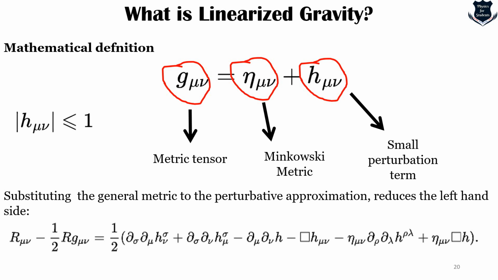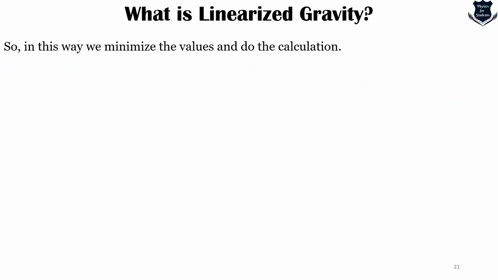Although it doesn't sound simplified, compared to the original field equations of the metric tensor, this comes to be a little bit easier. So the Ricci tensor, which we just saw, measures the curvature and how the ball deviates from Euclidean space, is now being reduced. The metric tensor, in application with the Minkowski metric and the small perturbation term, reduces the left hand side of the Ricci tensor. In this way we can say that we minimize the value.